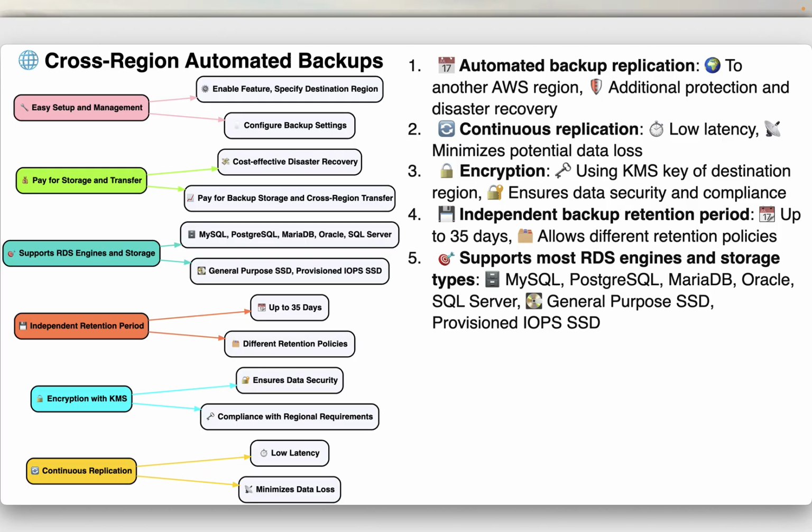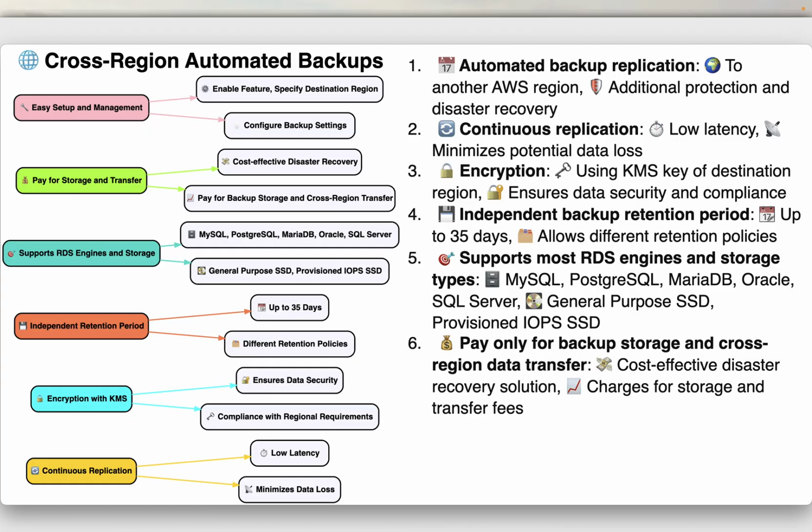Fifth, supports most RDS engines and storage types. Cross-region automated backups are supported for most RDS database engines, including MySQL, PostgreSQL, MariaDB, Oracle, and SQL Server, as well as storage types like general purpose SSD and provisioned IOPS SSD. Sixth, pay only for backup storage and cross-region data transfer. With cross-region automated backups, you only pay for the backup storage consumed in the destination region and the cross-region data transfer fees.